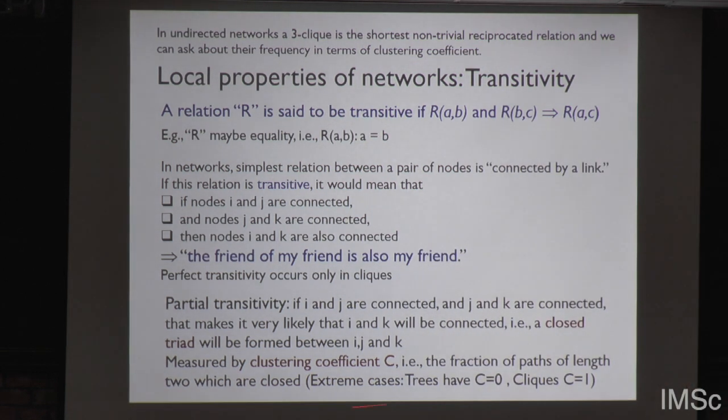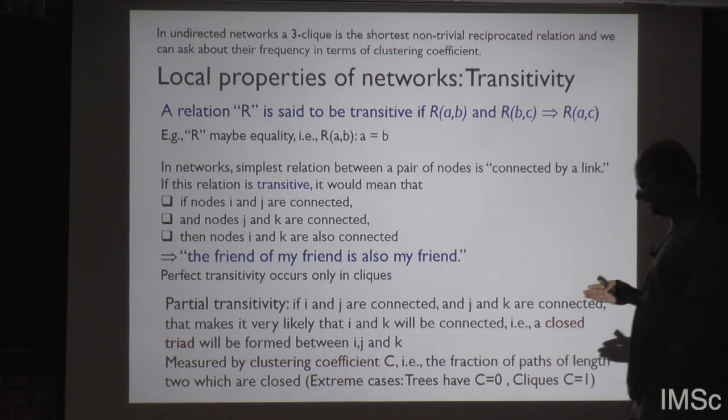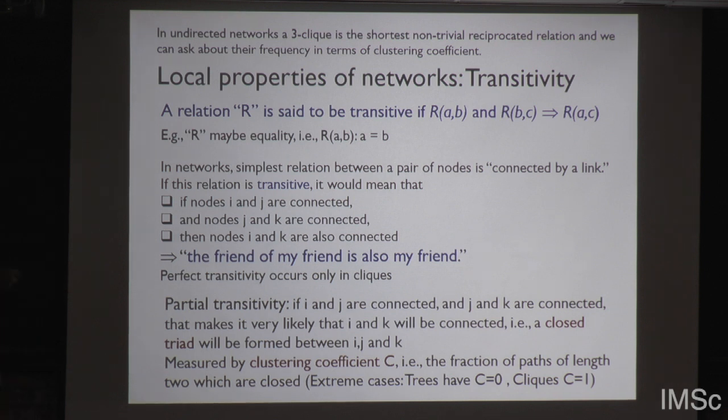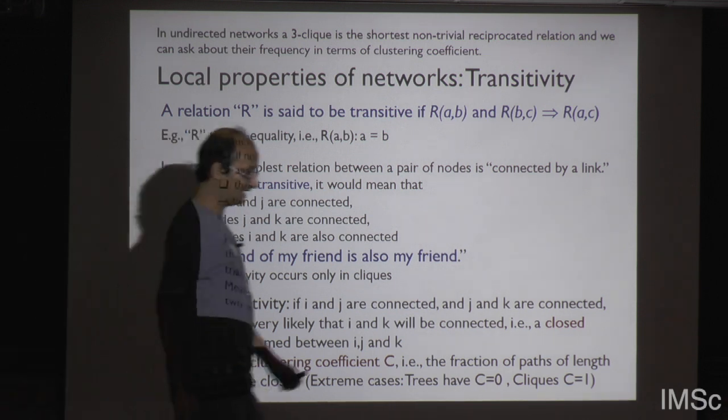So typically you're looking for evidence of partial transitivity, which is basically saying that if 2 nodes I and J are connected and another set of 2 nodes J and K are connected, then it's very likely that I and K would also be connected, forming a closed triad. So when you're trying to measure how transitive your network is, you calculate a quantity known as a clustering coefficient. So this is basically the fraction of paths of length 2 which are closed.